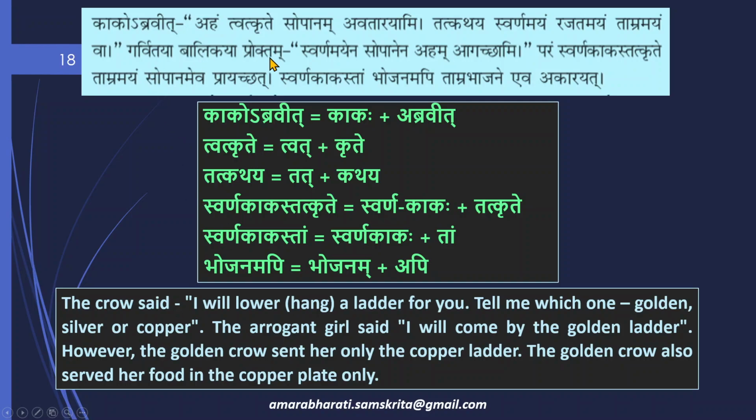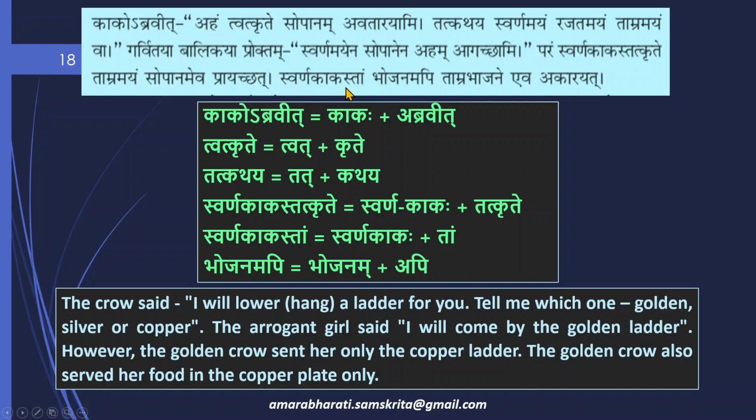Garvitaya balikaya proktam. The arrogant girl said, Swarnamayena sopanena aham agachami. I will come by the golden ladder. Param, however, Swarna Kakah tatskrite. The golden crow sent her only the copper ladder.